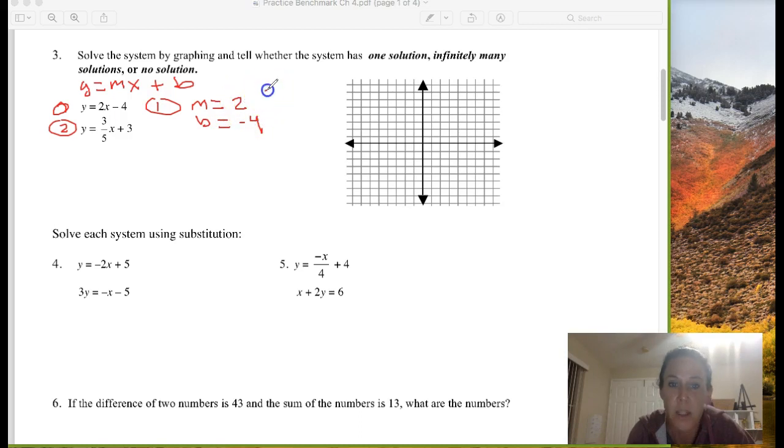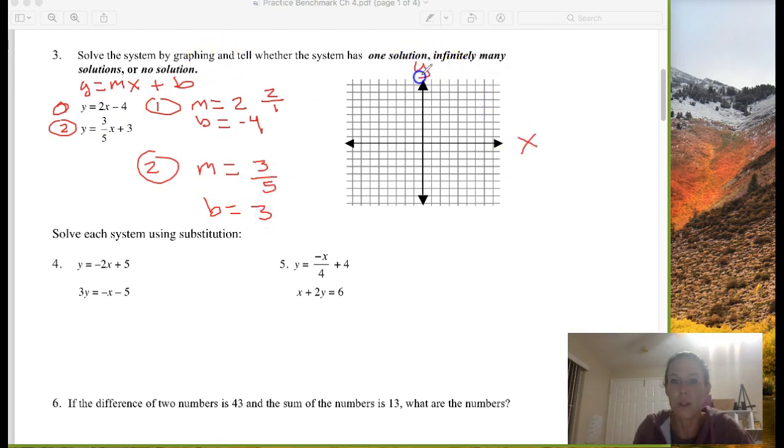Okay, slope I like to write as rise over run. So since there's no denominator, I make it be 1. In equation 2, our slope is the number next to x. It's already in slope-intercept form, thank goodness. I don't have to solve for y, so half of it's done for me. So I have 3 over 5 for my slope here, and my y-intercept is 3. Okay, remember this is your x and this is your y. We need to say if it's 1, infinitely many, or no solutions, okay?